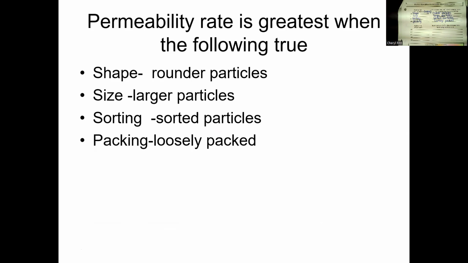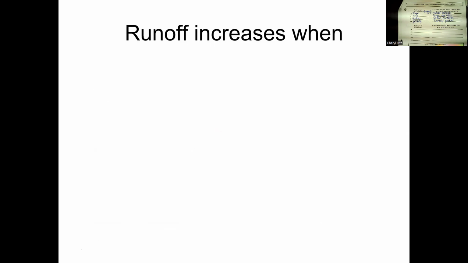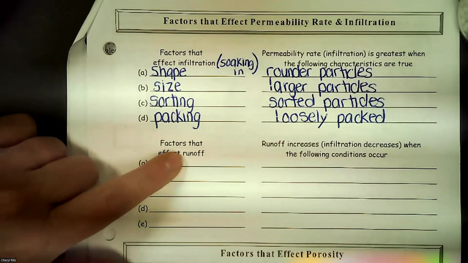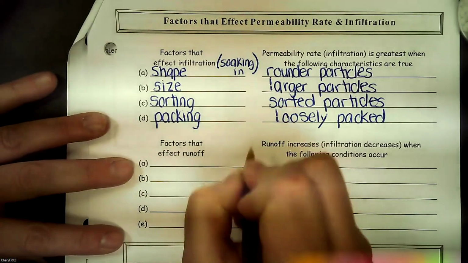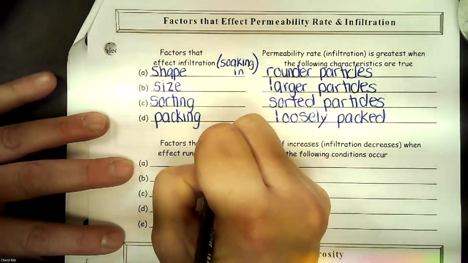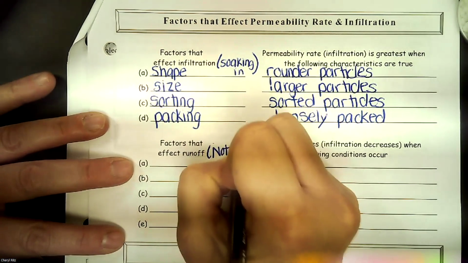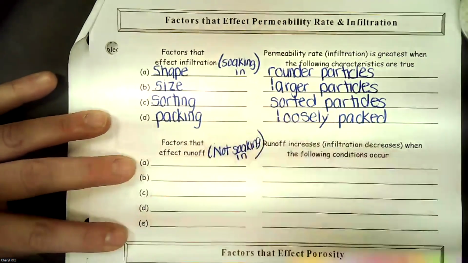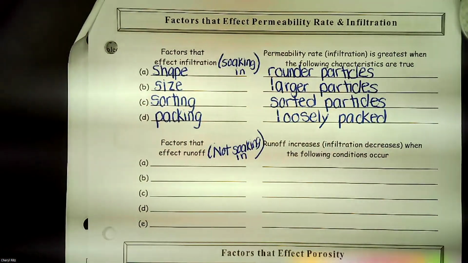Now, the next question is factors that affect runoff. So when is runoff going to increase? First of all, if runoff is happening a lot, what's not happening? Okay, so factors that affect runoff. So again, this is not soaking in. So if we're not soaking in, it's running off. Can you think of some?